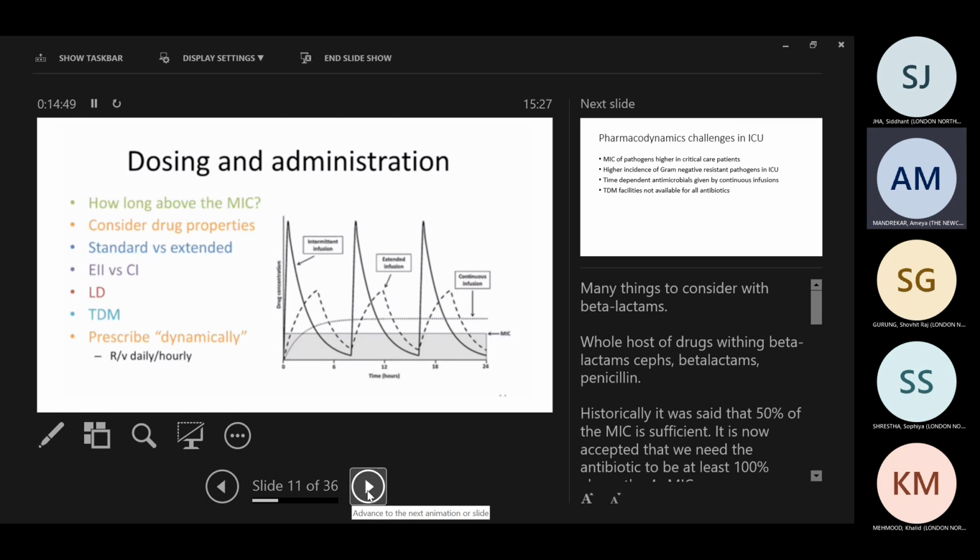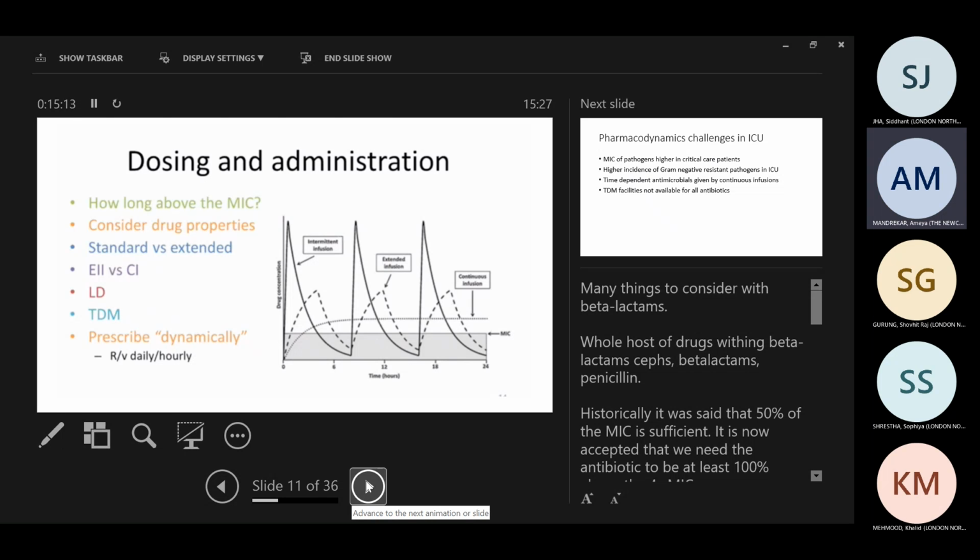What other trusts have started doing is extended infusions, where they're giving, like, the Tazocin over 3 or 4 hours, and that gives you these shorter spikes, like the dotted lines. The theory is that you should be given a continuous infusion. With a continuous infusion, you give a bolus and then a continuous infusion over 24 hours to stay above the MIC for 4 times as long.